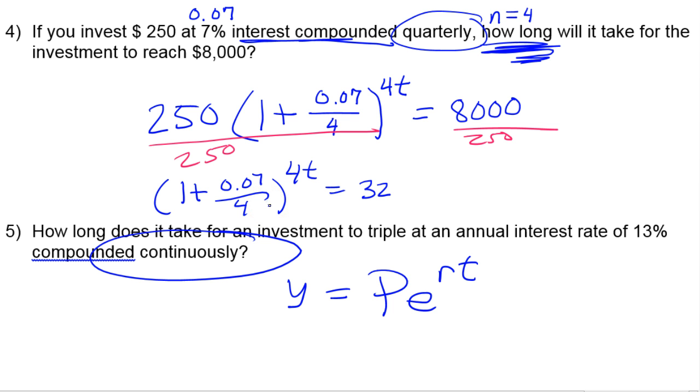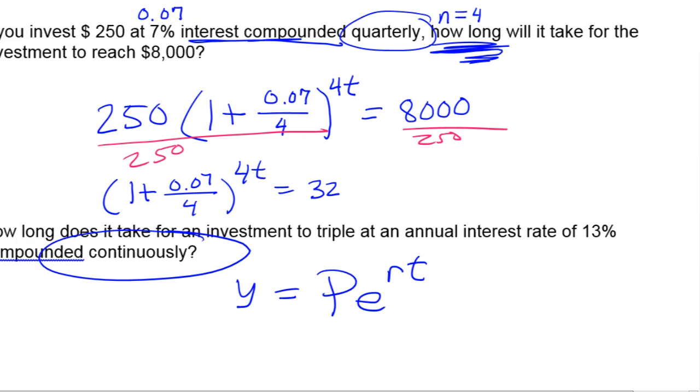Let me show you in a simpler way. This whole thing with the 1 plus 0.07 over 4, that's just a number. Like if I had 11 to the 4t power is equal to 32, I think you would all know that it would be time to write this in log form. And in log form, it would be log base 11 of 32 is equal to 4t. So it doesn't matter that instead of 11, I have this ugly expression. I still have to rewrite this in log form now.